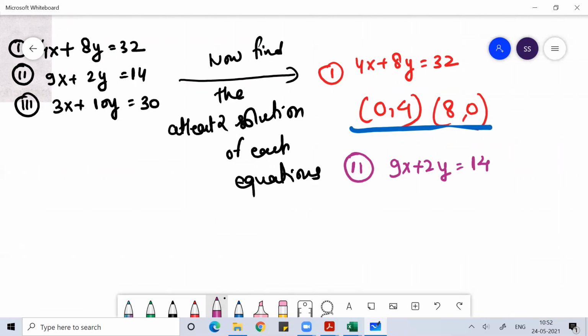Okay, so put x is equal to 0. So if x is equal to 0, then 9x would be 0. Then 2y equal to 14, so y equal to 7. Similarly, if I put y equal to 0, what would be the value of x? 14 by 9. 14 by 9, decimals I don't like. So don't leave it. I don't want decimals.